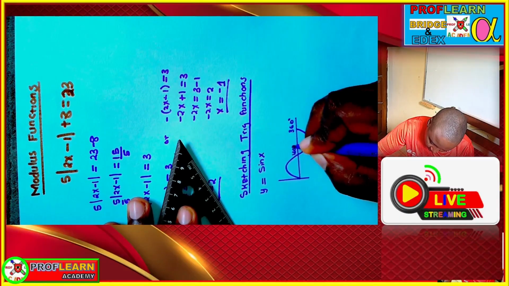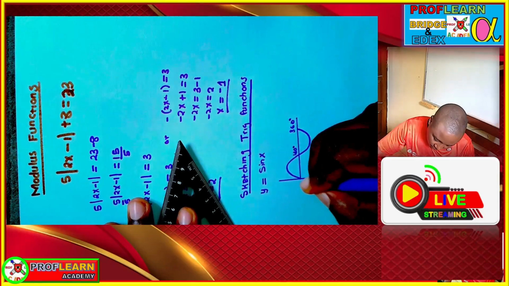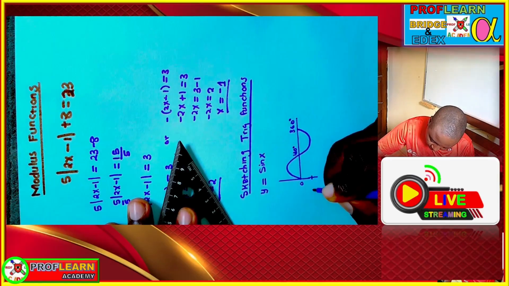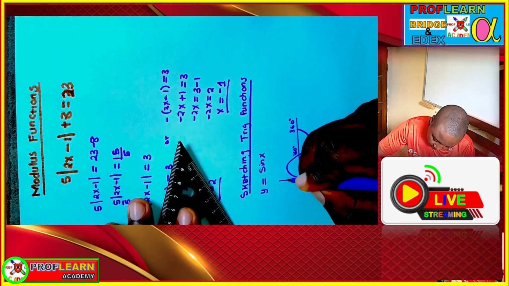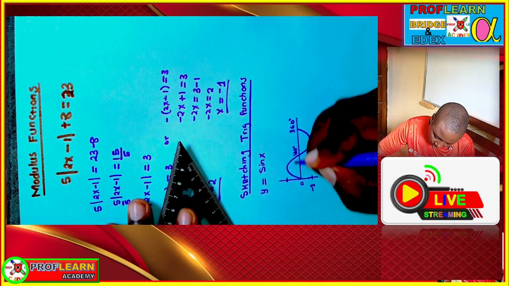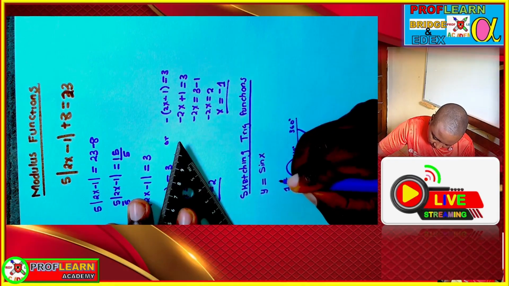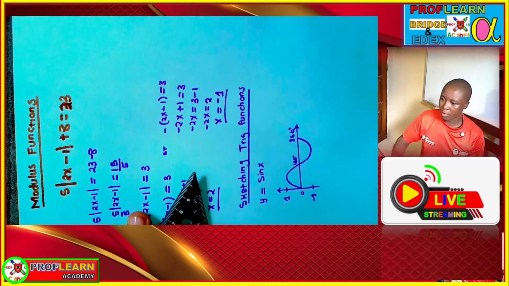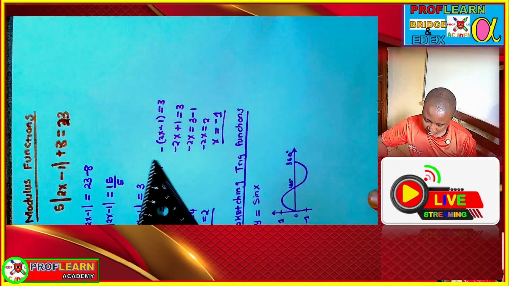This will be 180 degrees, right? And this 0 degrees, and the lowest point will be -1, and the highest point will be what? Will be +1. So that is how you sketch a trigonometric function.